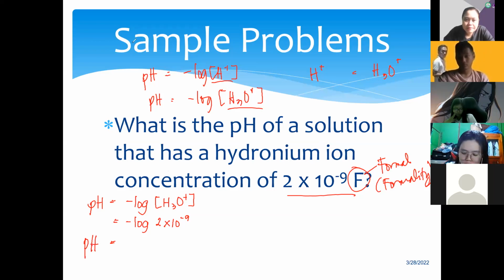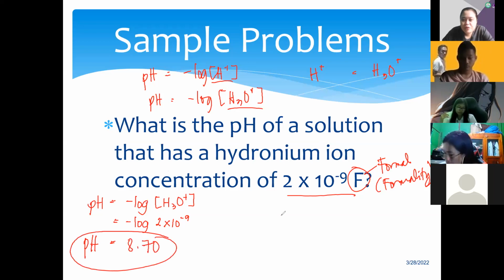Okay, you try. Yes, correct. That is 8.70. So if you have class A solution with this concentration for the hydronium ion, the pH will be 8.70. Now question, is this acidic, basic, or neutral? Ano ito? Acidic, basic, or neutral?